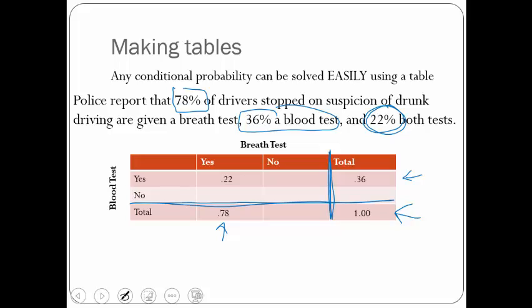And it's at this point that rows and columns should start to sum up. So in other words, right, the missing piece there, that's 14%. Now we think if 78% of people were given a breath test, that means 22% were not. 36% of people were given a blood test, which means that 64% were not. Here, now just look at column totals. So we're missing 8% there, and then this would be 56%.